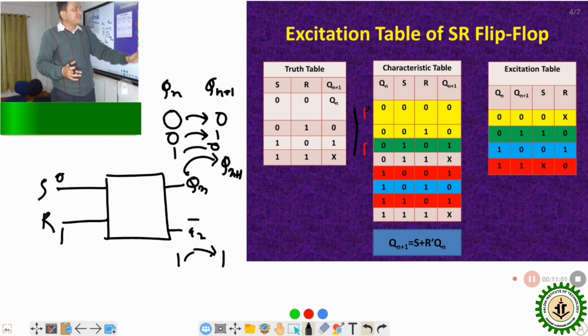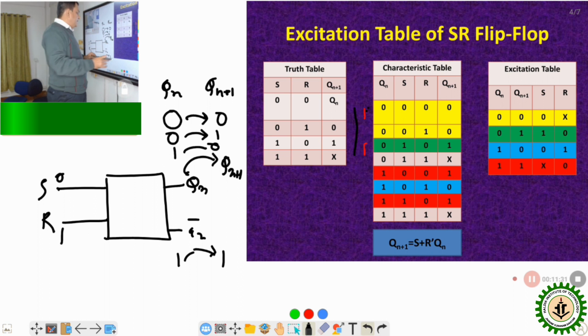But in the case of an excitation table, for each and every flip flop, the transitions are given. That means the outputs are known, whether it is going from 0 to 0, 0 to 1, 1 to 0, or 1 to 1. What is the change? According to these four possible changes from present state to next state, we determine the combination of inputs, the logic combinations that should be given to the inputs. That is the difference between a truth table and an excitation table.